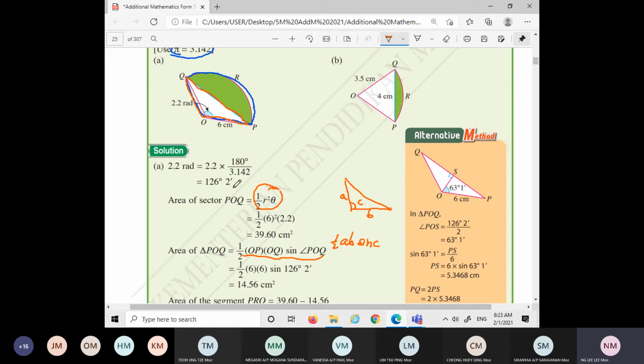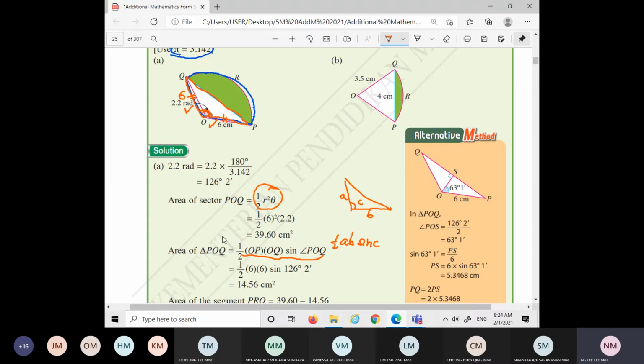So you look at this triangle. The angle is here. If this is the angle, the two lengths must be the one at the side of this angle. I repeat, if this is the angle C, then the lengths you got to choose must be the two lengths at the side. Cannot choose the opposite one. So here is 6, and here also is 6 because this is the radius of the circle, and this is the radius of the circle. That's why both are 6.